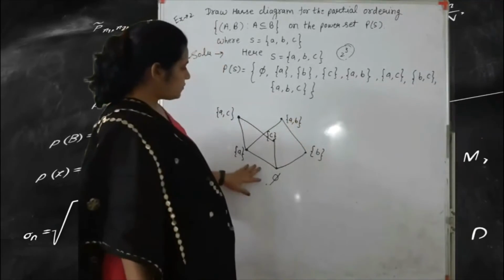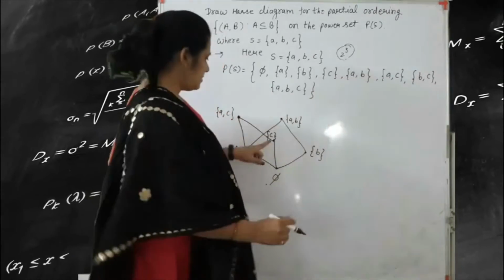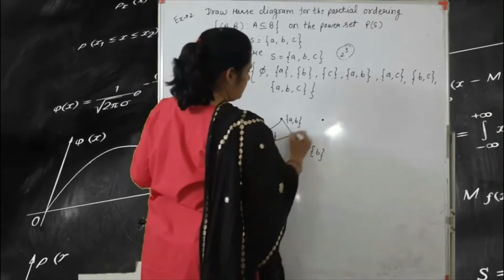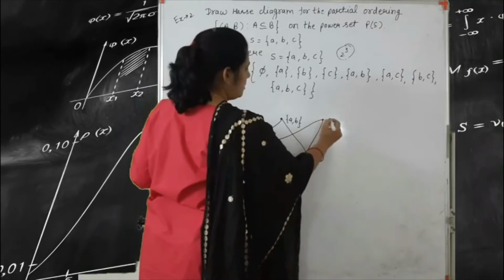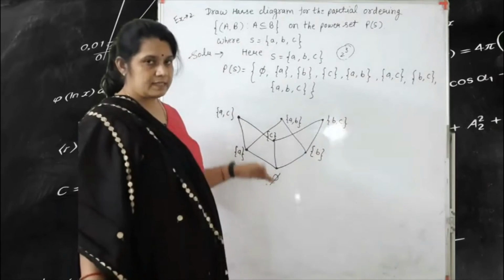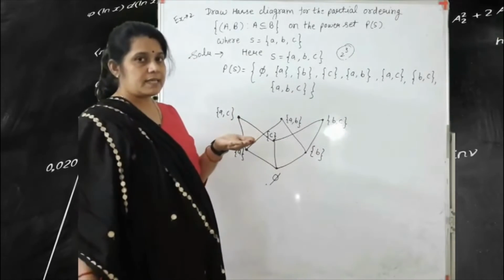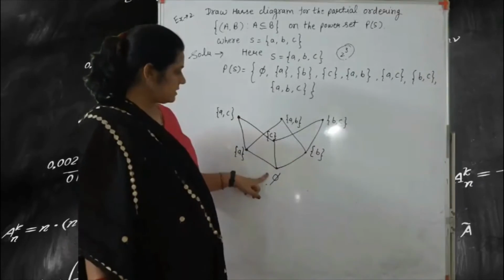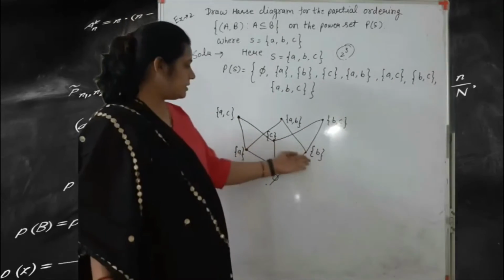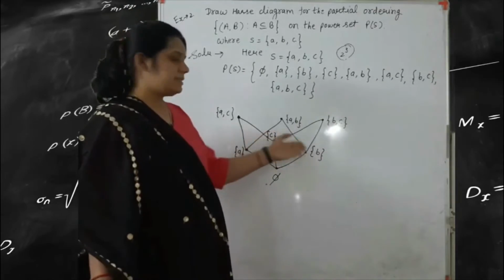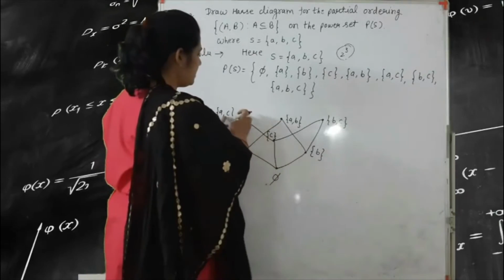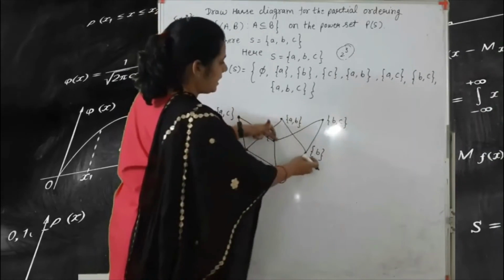Got it? Next one is B comma C. So this is your B and this is your C. So we draw here the edge B comma C. That means this is your ϕ. ϕ we write here on the bottom side. Why? Because here ϕ is the subset of all the sets. So here ϕ, A, C, B. You write here A, B, C or B, A, C as you wish. Okay. So here A to C, A to B and B to C.